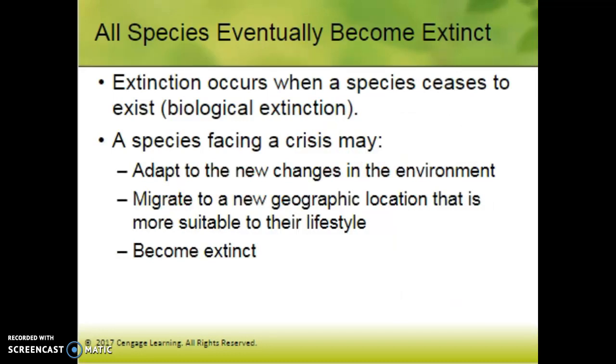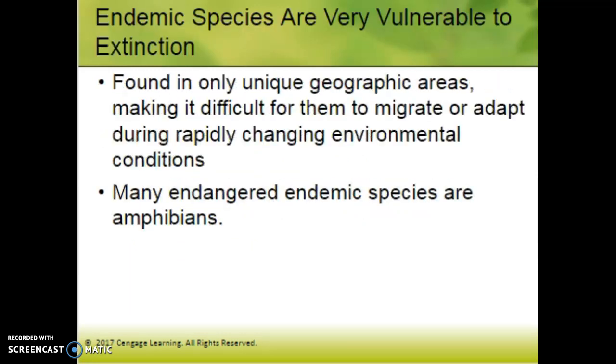So this is an odd title for a slide. I fully admit that. All species eventually become extinct. Extinct, of course, we know, means gone, not extirpated, extinct. So a species facing crisis may adapt, move, or die. That's pretty much the three choices. Something changes, you can either adapt, you can move and go somewhere where you fit in, or you can die.